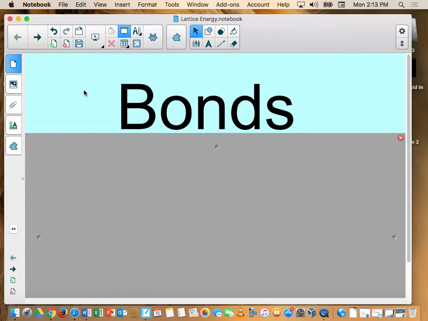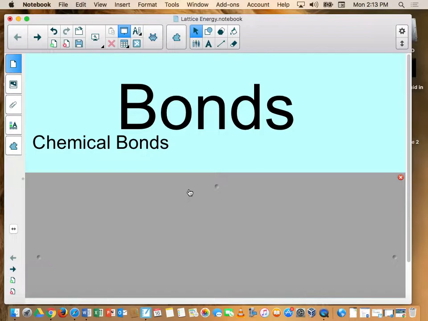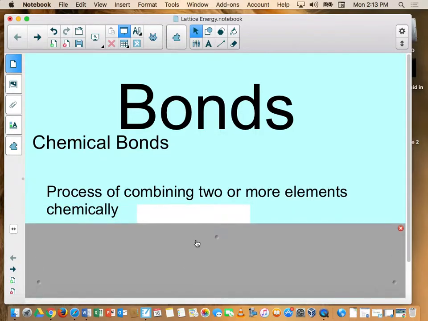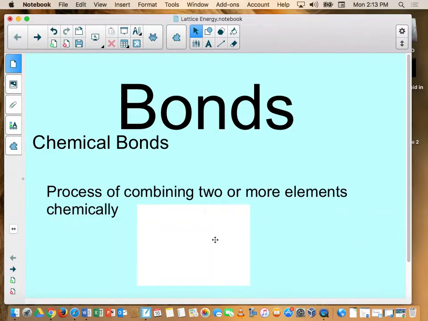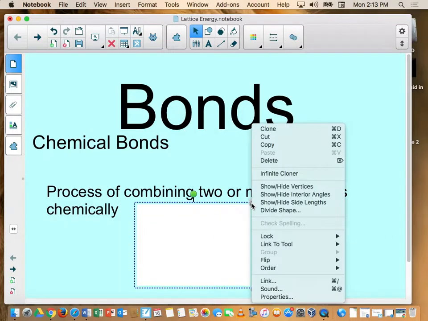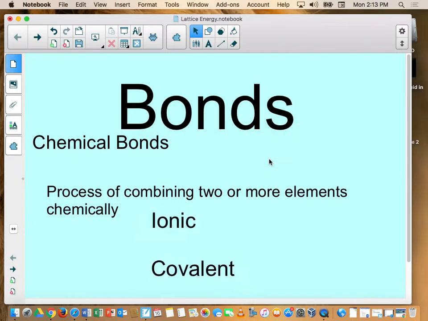Exciting, fascinating world of chemistry. Today we're beginning to look at bonds and specifically chemical bonds. Definition of chemical bonds: they are processes of combining two or more elements chemically, and there are two types of chemical bonds. As we discussed last year, they're either going to be ionic or covalent.